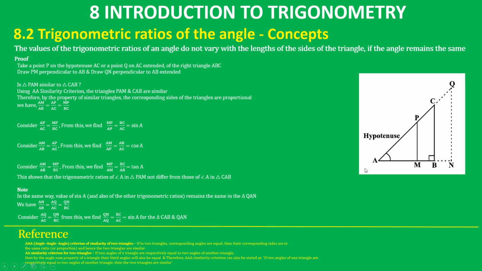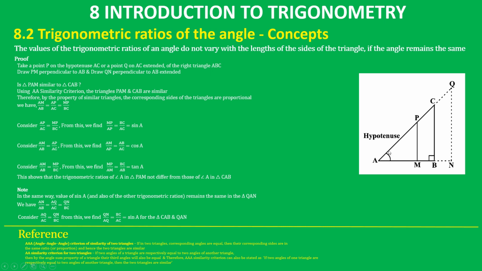BC by AC. And what is the sine of angle A for triangle PAM? It will be PM by AP. What is the ratio? It will be the same. What we are going to prove here is that the trigonometric ratios do not depend on the sides of the triangle unless the angle is changed.